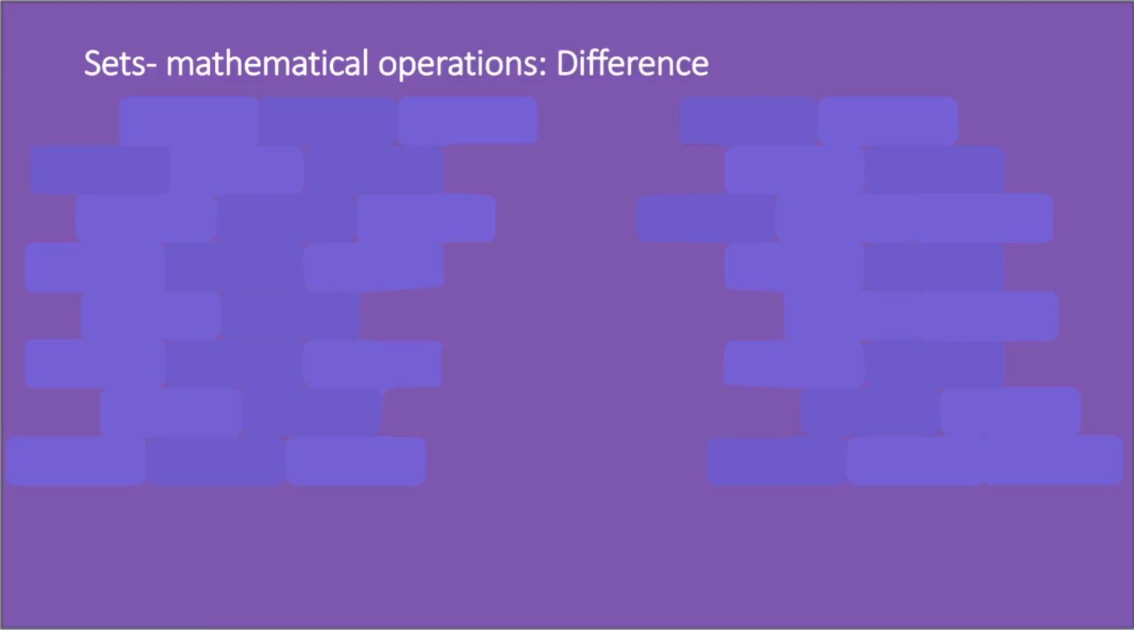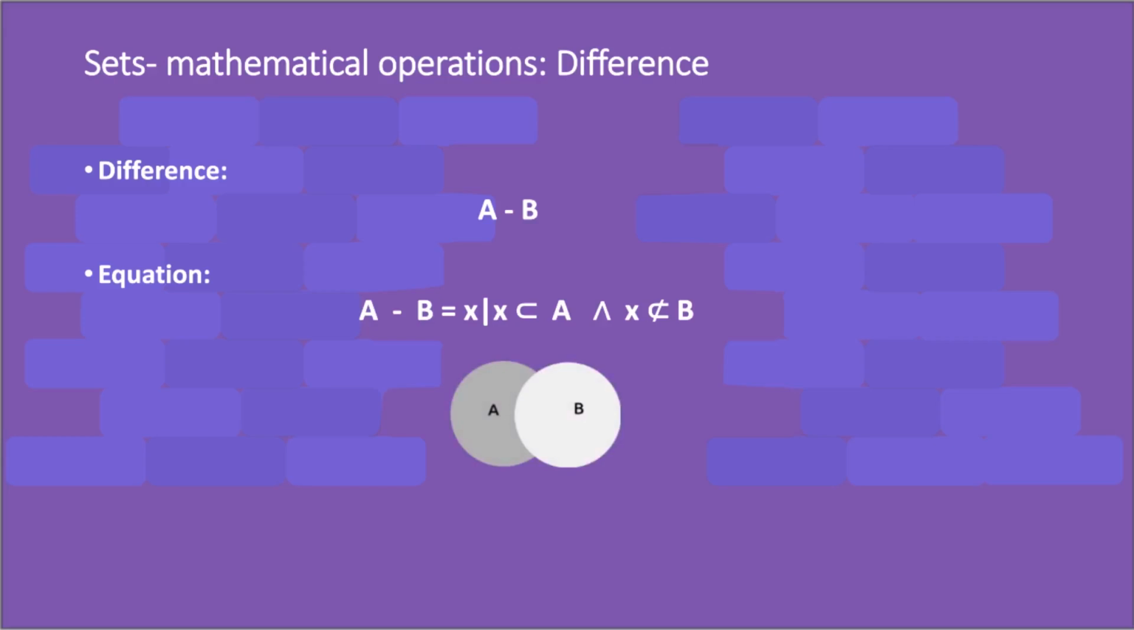Difference is another mathematical concept. The difference between set A and set B is denoted by A minus B, which is defined in the mathematics world as this equation. This means that the element X exists in A, but X does not exist in B. The following diagram exemplifies the difference between sets A and B. As usual, let's implement the difference operation in our code as well.